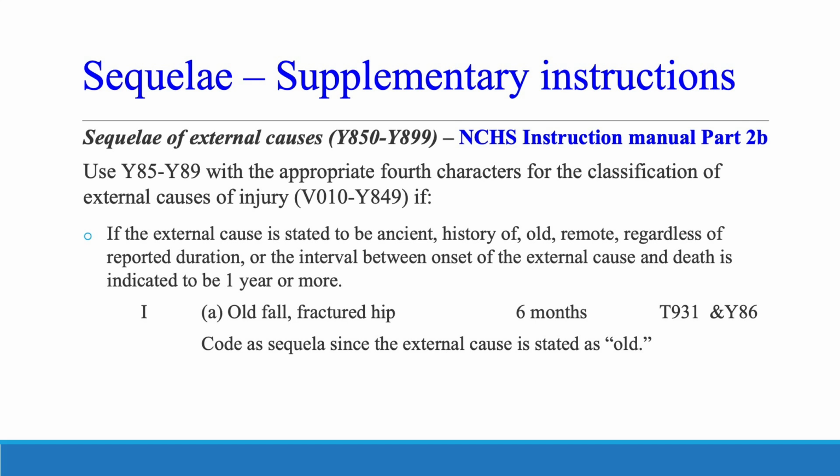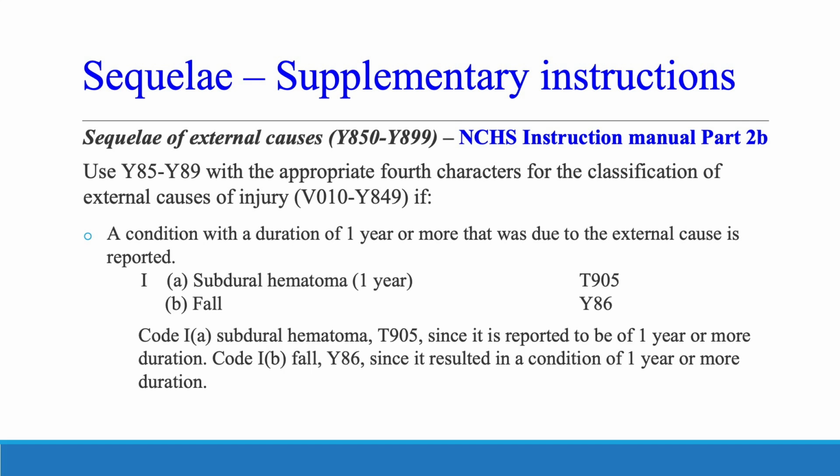In the example included on this slide, the external cause, fall, is described as old. It's stated to be old. Therefore, the fall is coded to the sequela code Y86, sequela of other accidents, because the fall was described as old.